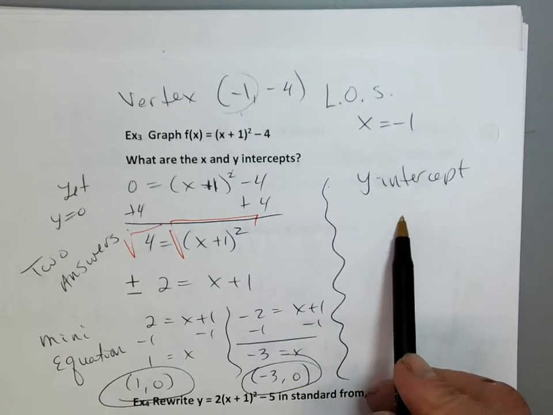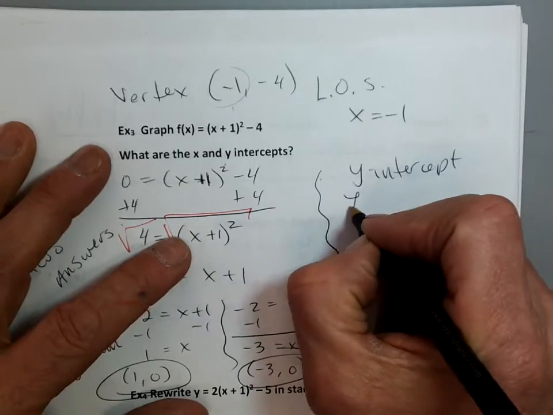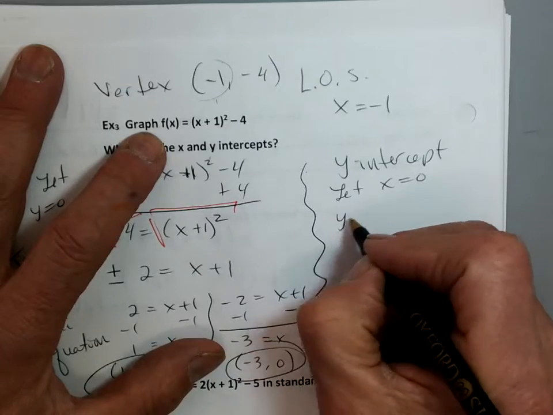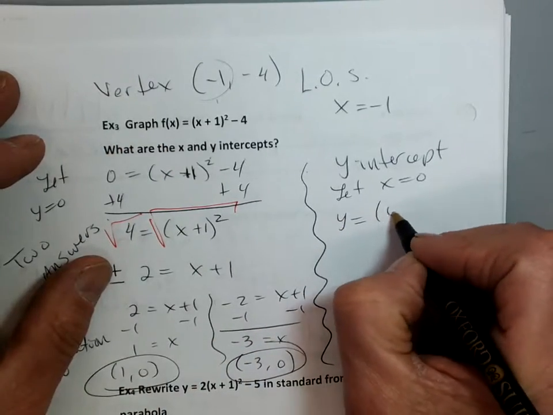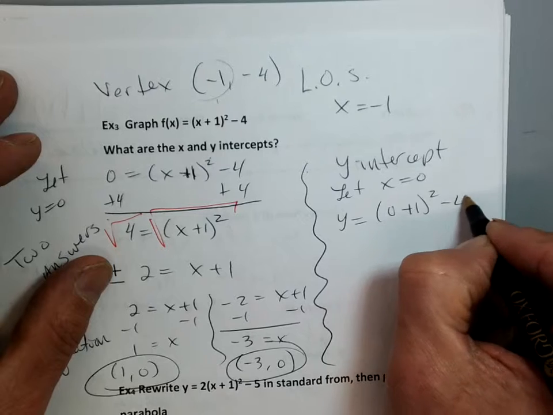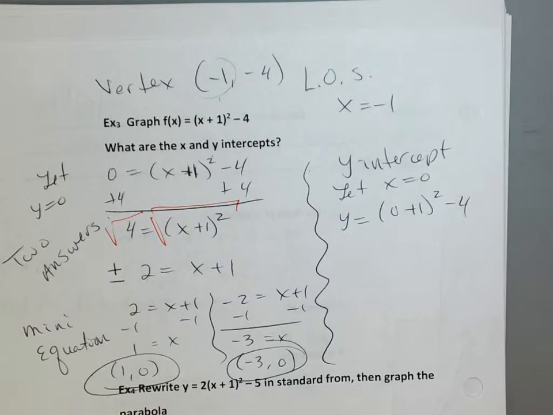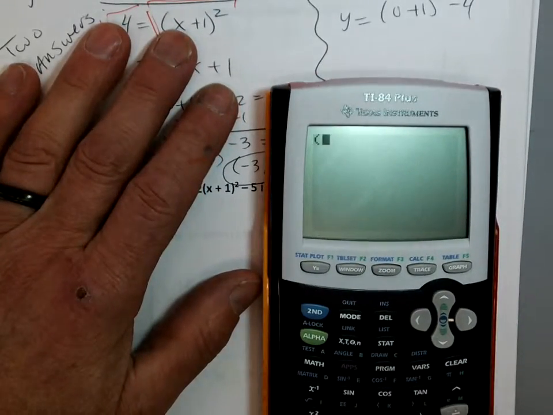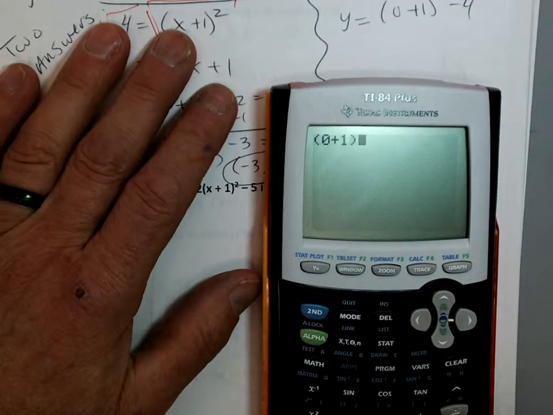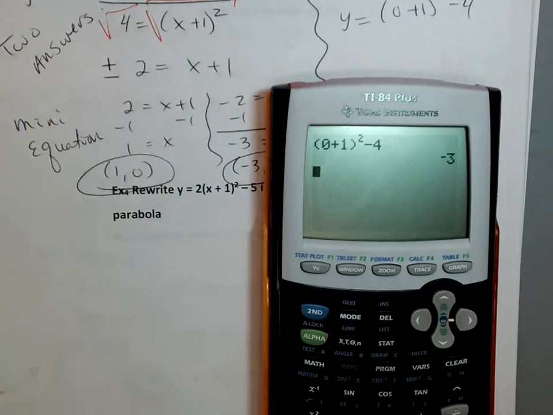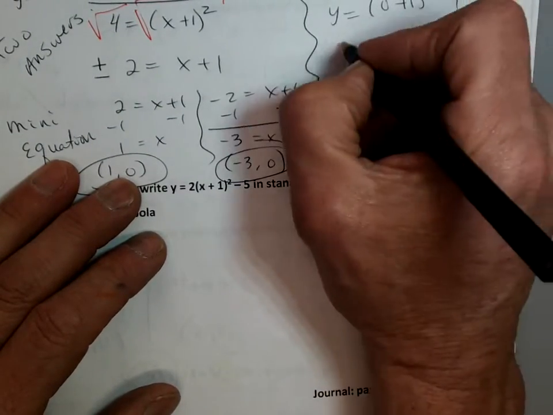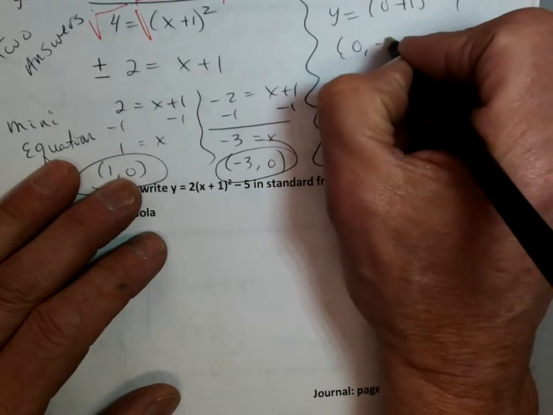So, to find that y-intercept, let x equal 0. Okay, so let's do it. y is equal to 0 plus 1 squared minus 4, which is negative 3. If you can't see the negative 3, just use the calculator. There's nothing wrong with using a calculator. If you go parentheses 0 plus 1 squared, subtract 4, you get a negative 3. So we've got a point at 0, negative 3.